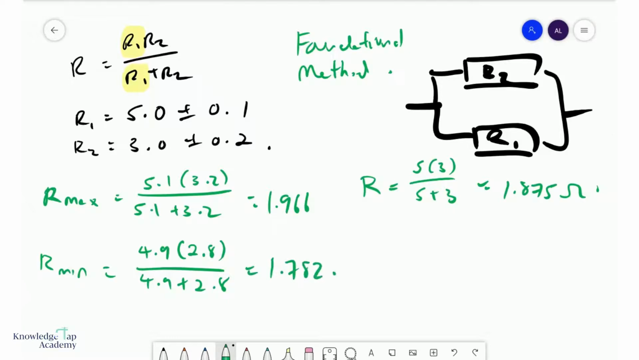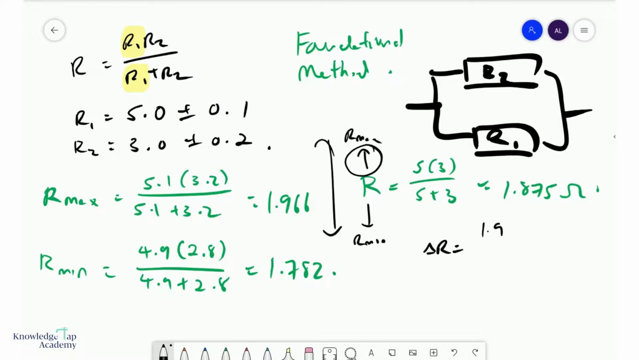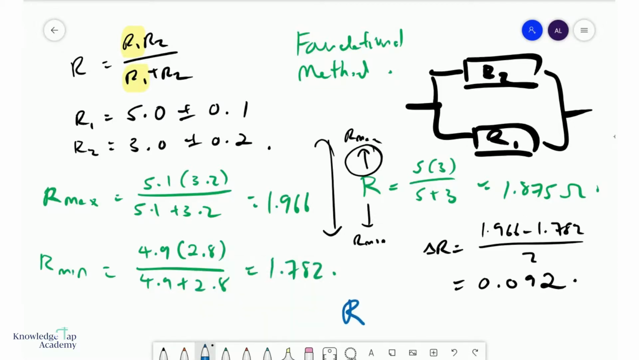1.782. Now, we can calculate delta R. The way of thinking of this is that I've got R max here and R min here, and I want to calculate what this value is. So we take the difference between R max and R min and divide by 2. So delta R is 1.966 minus 1.782 divided by 2. And you will get about 0.092.